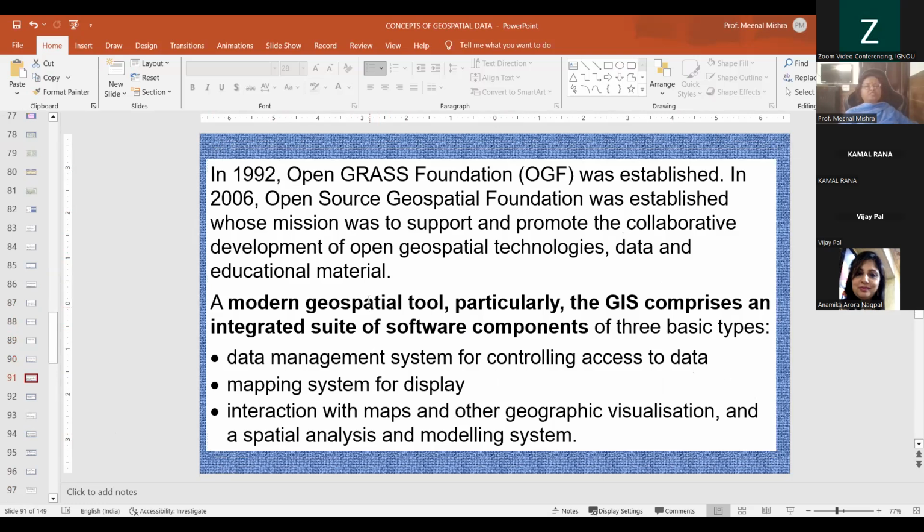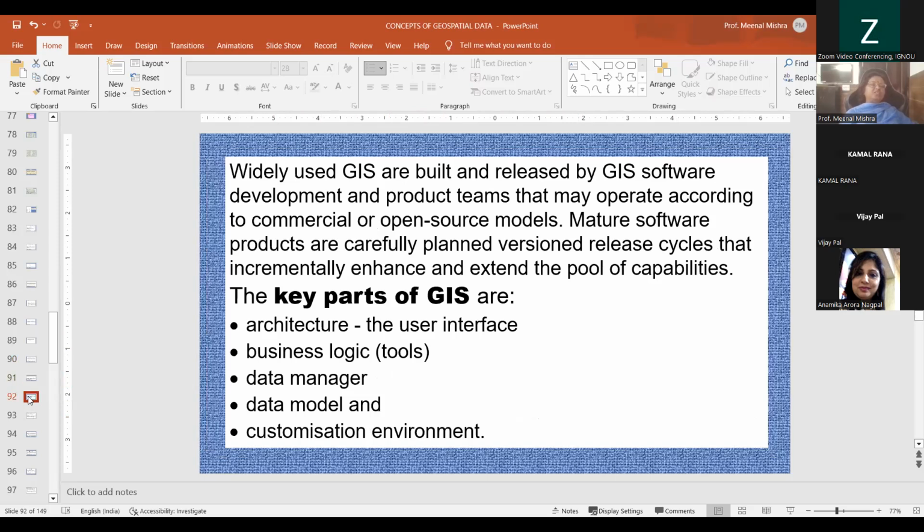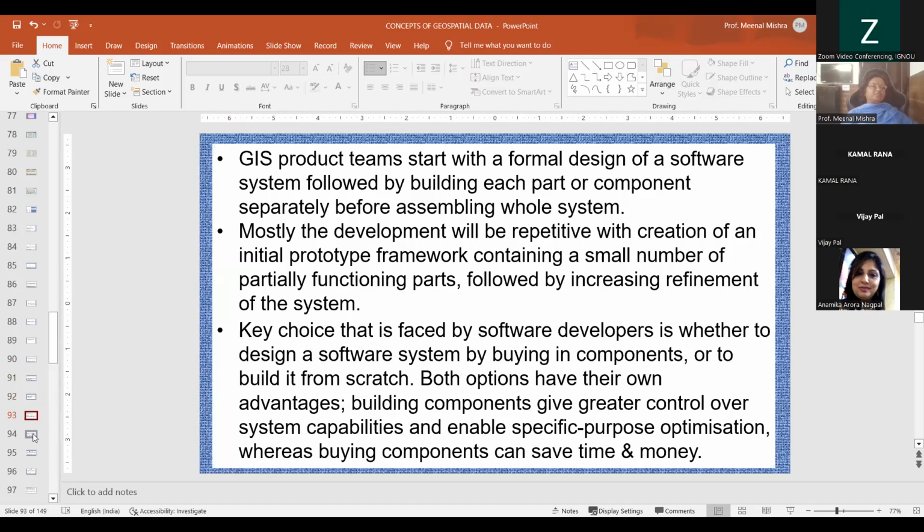So how do you define a modern geospatial tool? It comprises an integrated suite of software components of three basic types: a data management system for controlling access to data, a mapping system for display, interaction with maps and other geographic visualization, and a spatial analysis and modeling system. Now, these are the key parts of GIS: architecture, the user interface, business logic, data manager, data model, customization. This is all very theoretical.